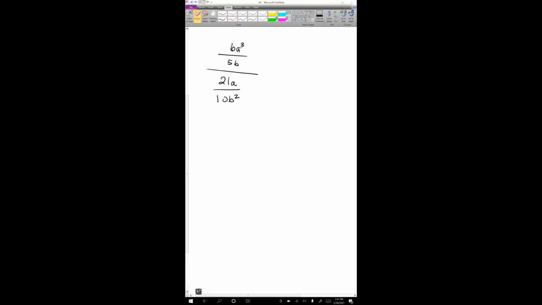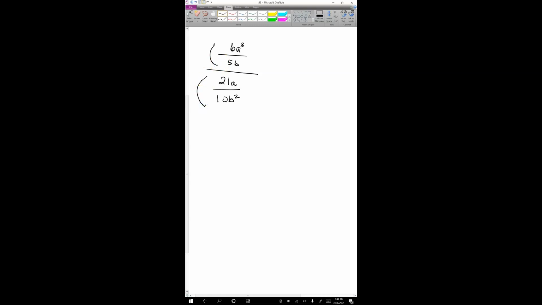Okay, so we're going to be looking at complex fractions, and complex fractions are fractions that have fractions within them in either the numerator and/or the denominator. And so our first step in simplifying complex fractions is to make sure that you have a single fraction in the numerator and the denominator. So we have a single fraction in our numerator and we have a single fraction in the denominator.